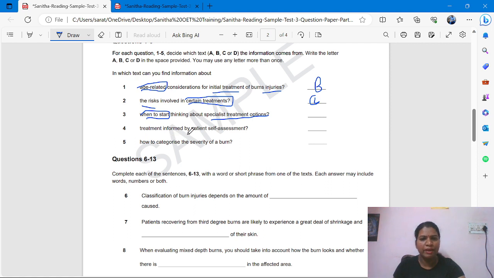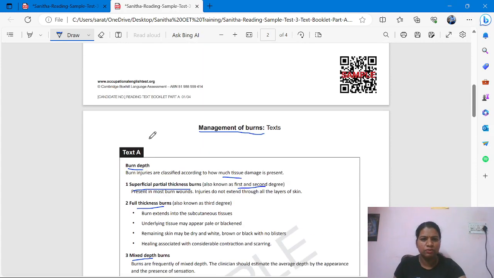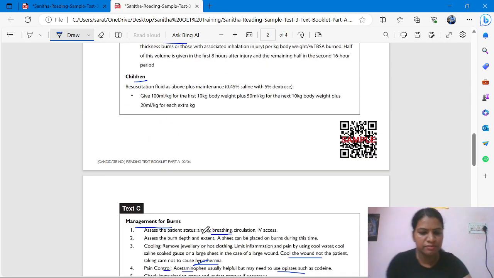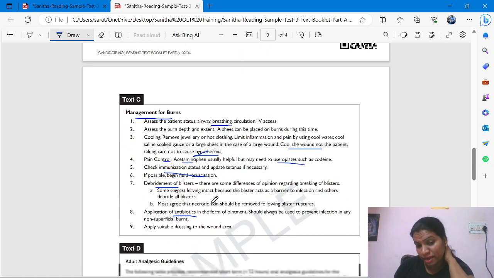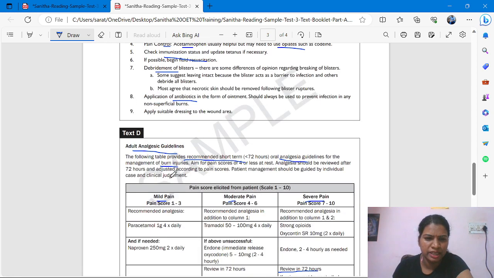Treatment informed by patient. Who is informed? Patient. Self-assessment. So we have to check that there is self-assessment, that the patient is informed about any treatment. First it is saying this burn, second is this food restriction. If there is an assessment, the treatment is informed by the patient. Here is management of burns assess. Is any treatment informed by the patient? No, it is not saying anything.